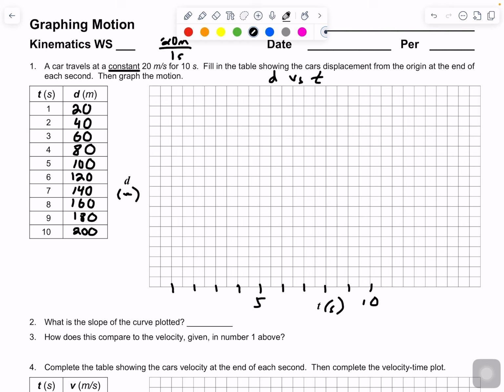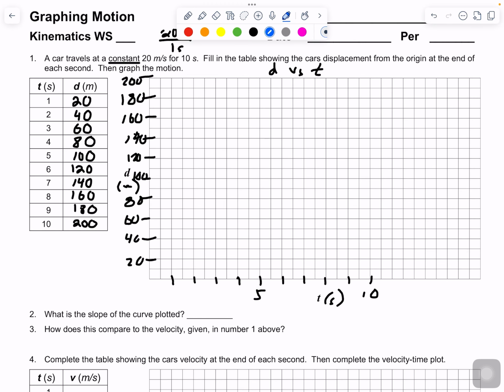Then for the top one, I'm going to go every couple boxes is 20. So 20, 40, 60, 80, 100 meters, 120, 140, 160, 180, and 200 meters. Okay, now at this point, go ahead and plot your points.